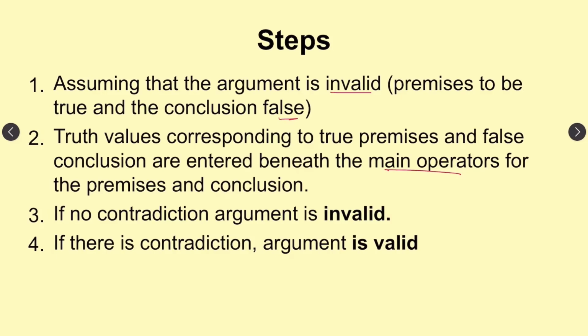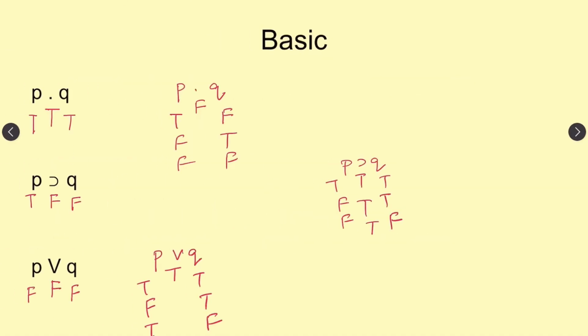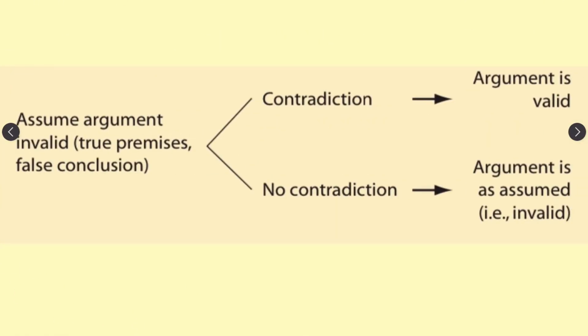And then the main thing is, if there is no contradiction in the argument, it is invalid. If a contradiction comes, then in that case it will be valid. If there is no contradiction, in that case it will be invalid. So, assuming the argument is invalid, with true premises and a false conclusion: if a contradiction comes, that means it is valid. If no contradiction comes, then it is invalid.